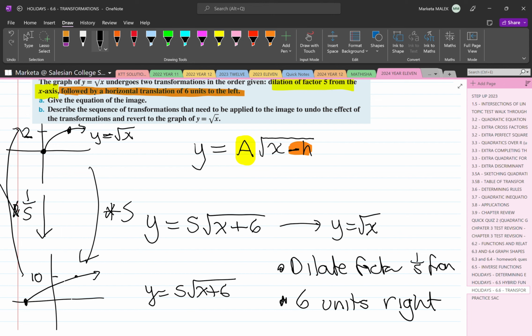And I think the moving 6 units to the right is pretty self-explanatory because we moved left 6 units to -6. So if you want to go back to 0, you're going to have to go in the positive direction by 6. So 6 units right.